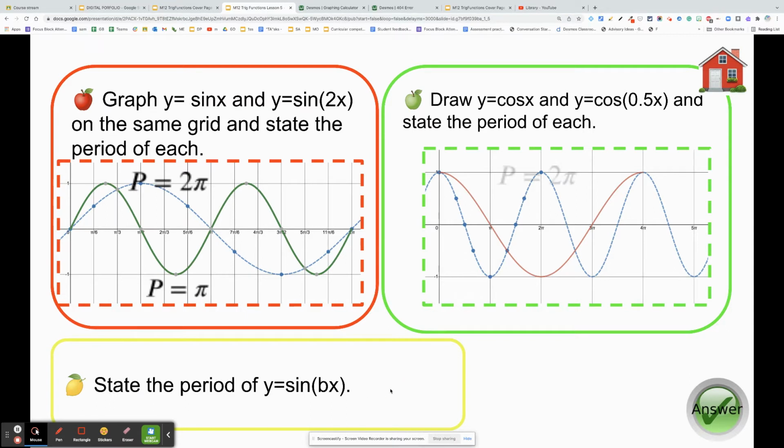This is an important observation. If I were you, I would put this on the front of your notes: the period of a sine and cosine wave is 2 pi divided by b. Notice up here, if we take that b value and divide 2 pi by 2, we get a period of pi. And if we divide 2 pi by 0.5, you're going to get a period of 4 pi. So that's an important observation.